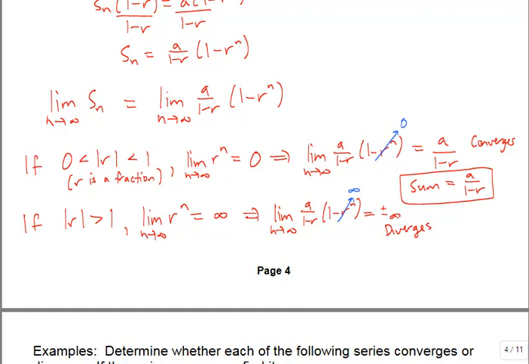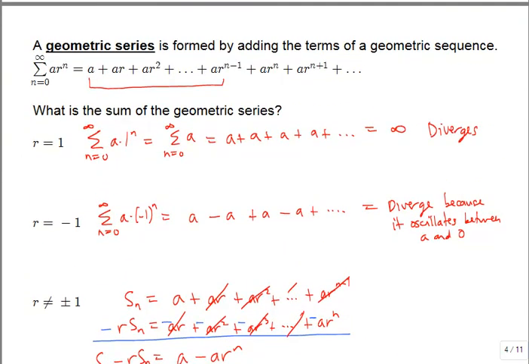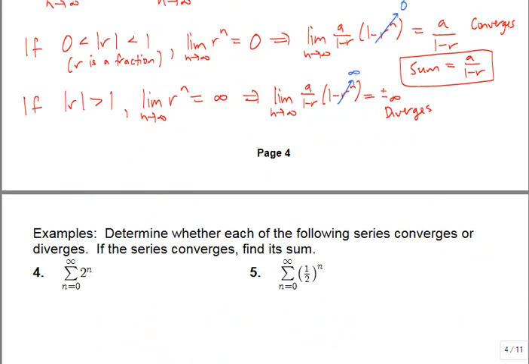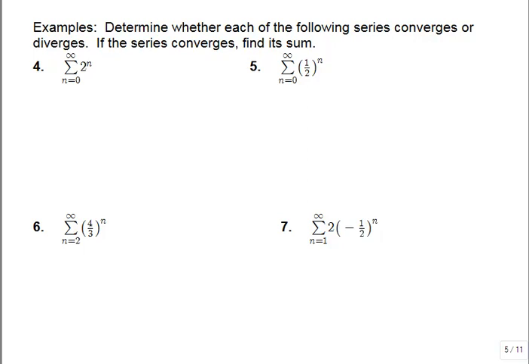So our conclusion here is that a geometric series like this converges only if your r, your common ratio, is a fraction between 0 and 1, and the sum that it converges to is your very first term a over 1 minus r. That's what you want to have memorized as a result of this discussion we just had here. If you have a common ratio r, which is not a fraction, then this will diverge. Okay? So let's put that into practice here with some examples.